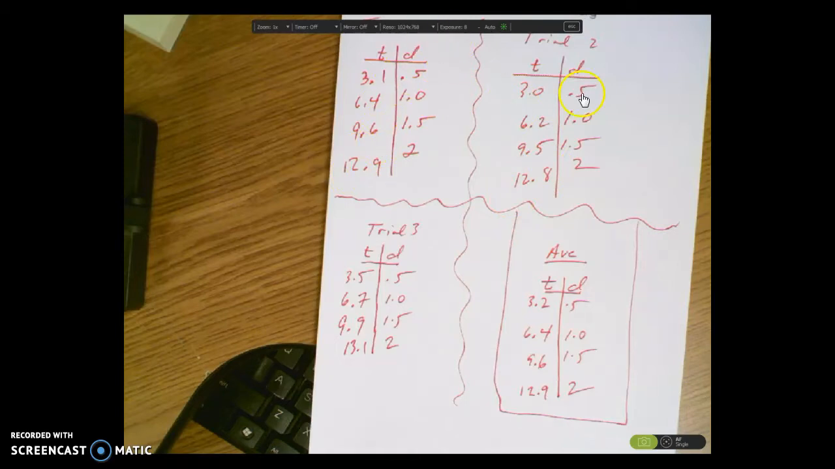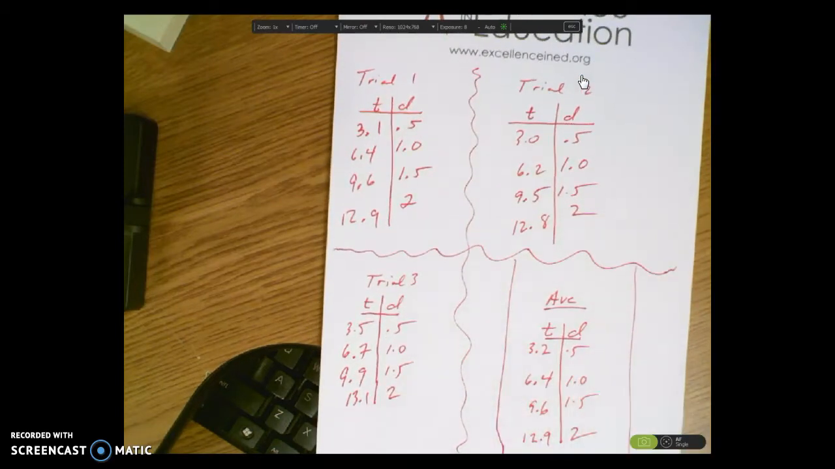Now, I just kind of made up some data for 3 trials, okay? Because most of you did it in some fashion in a similar way, where you set up a phone at a certain distance and then ran the train past that 3 times, so your distances remained standard and your times are what we're changing. So 3.1, 3 seconds, 3.5 seconds. So we're going to average the times.